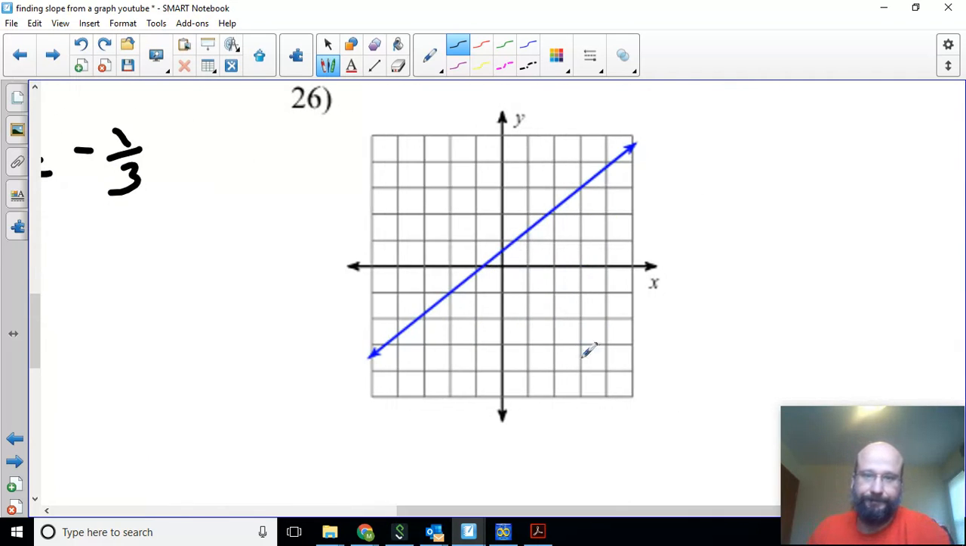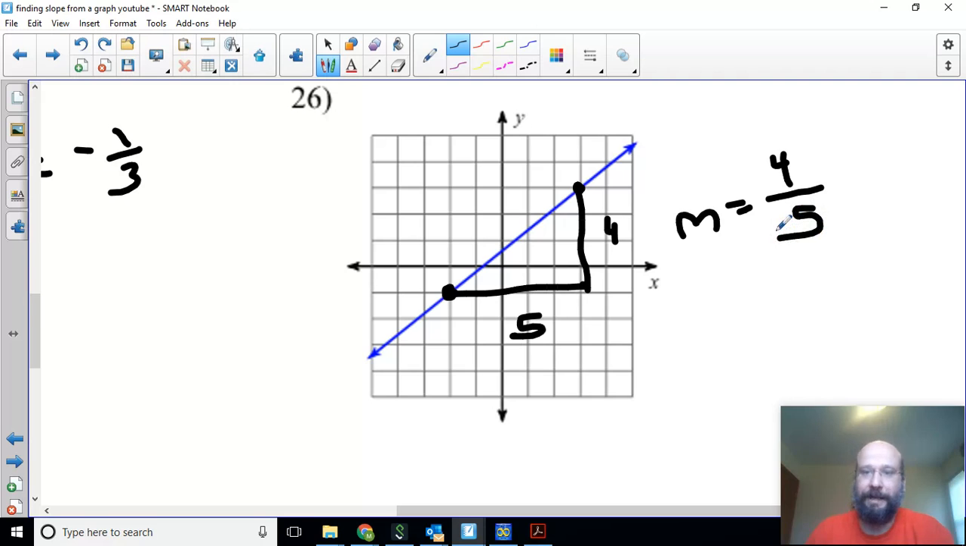Last one. I'm going to put a point here. That looks good. These are not good. No, no, no, no. And that one's good. So I'm going to connect them. And I'm going to count. 1, 2, 3, 4, 5. 1, 2, 3, 4. So my slope, rise over run, is 4 over 5.